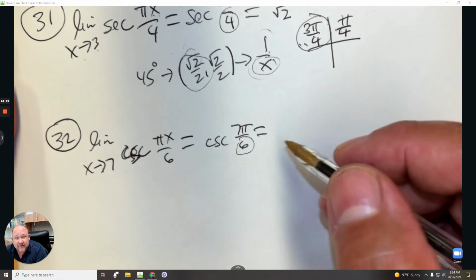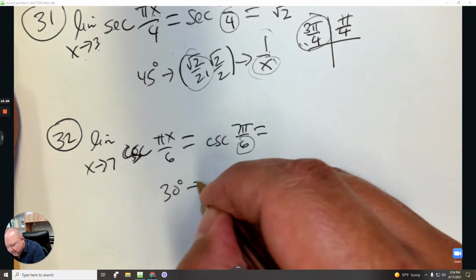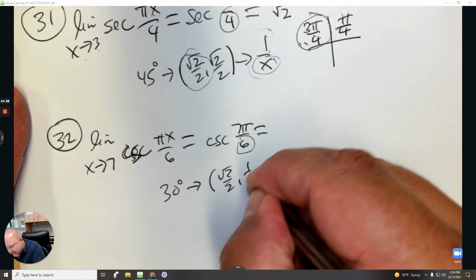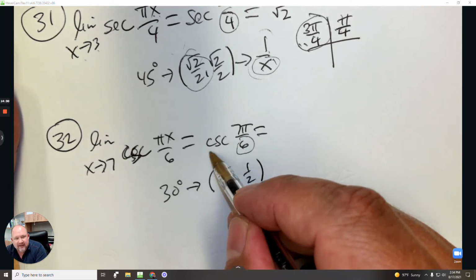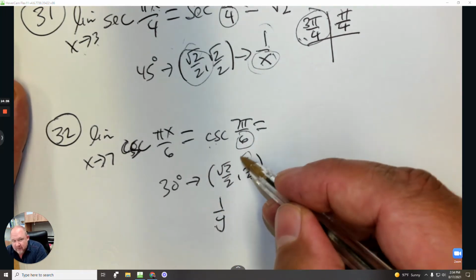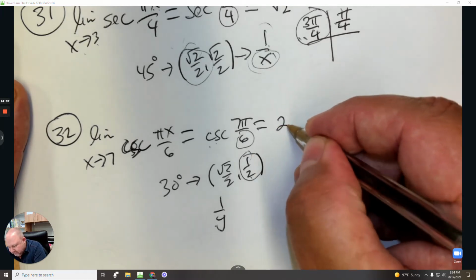Because we have a 6 in the denominator, it's a 30-degree reference angle. The order of the points there would be root 3 over 2 and 1/2. Cosecant is the reciprocal of the y-coordinate. It goes with sine. So the reciprocal of 1/2 is 2.